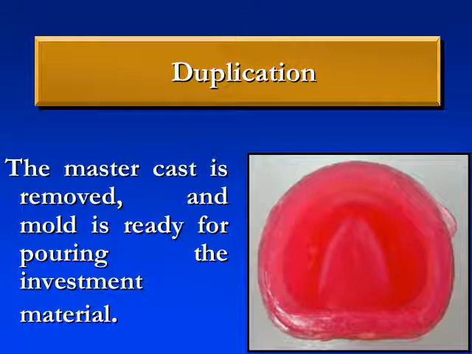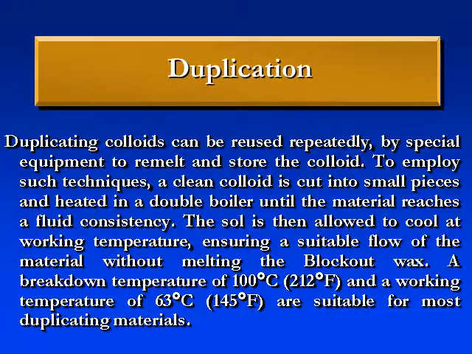When we remove the master cast, the result will be a space. This space is a mold cavity ready for pouring the investment material in order that we will get, at the final step, the refractory cast.